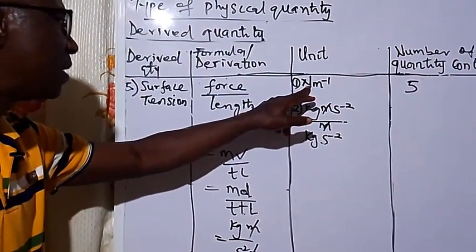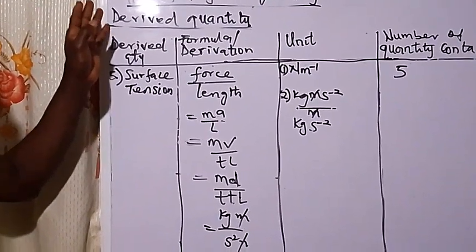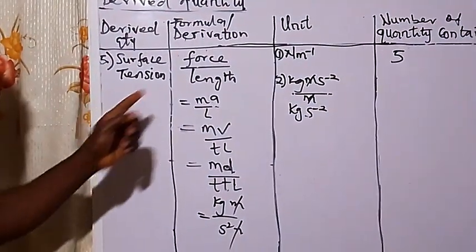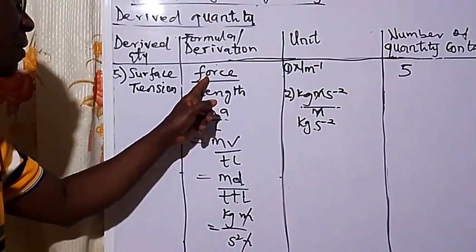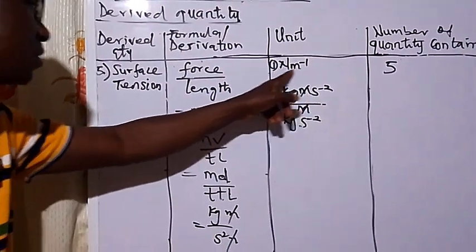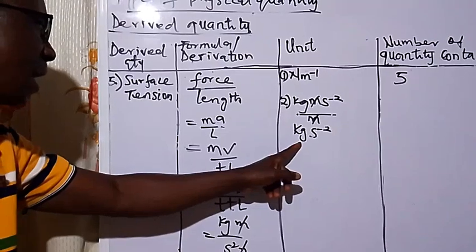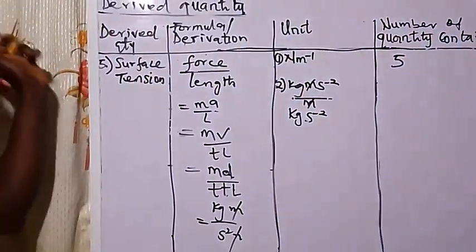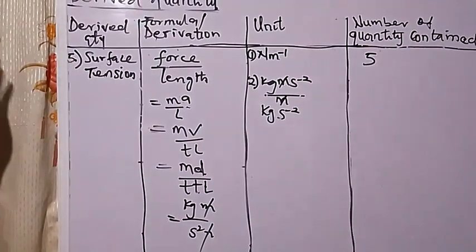Newton is not from fundamental level. Out of the fundamental quantities and their units that we have mentioned, Newton is not there. Why? Newton is for force, and force is not fundamental. That is why we cannot take this one as the basic unit of surface tension, but rather kilogram per second square, because kilogram is for mass, second is for time, and those two quantities are fundamental quantities.